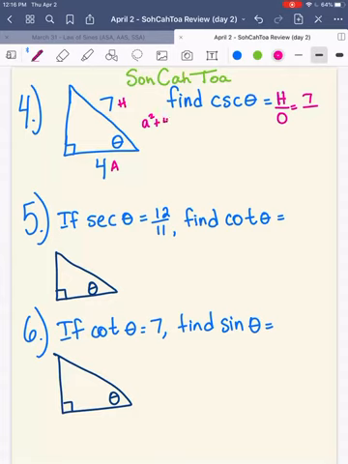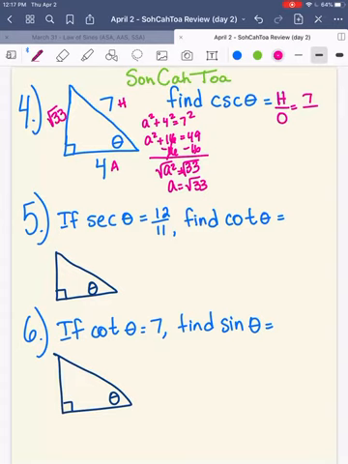So a squared plus 4 squared equals 7 squared. So we get that, and then we subtract our 16. So a squared should equal 33. And then take the square root. Now you should ask yourself, does this break down? The answer is no. There's no perfect square that goes into that. You can do 3 times 11, but neither of those are perfect squares. So we're going to leave it like that.